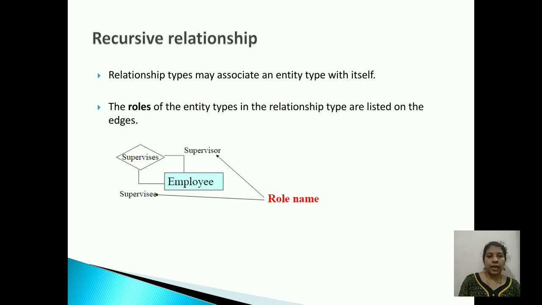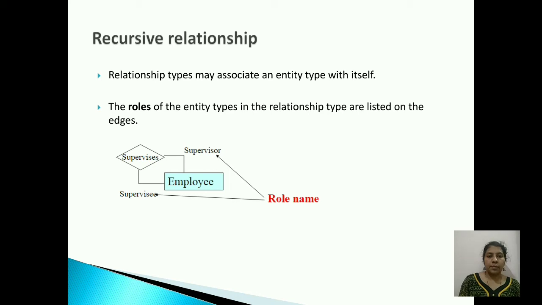Now relationship types can associate the same entities. Okay, the same entity type can be associated with itself. Then it is called a recursive relationship. So only one entity will be there and it is related to itself. Then it is called a recursive relationship.